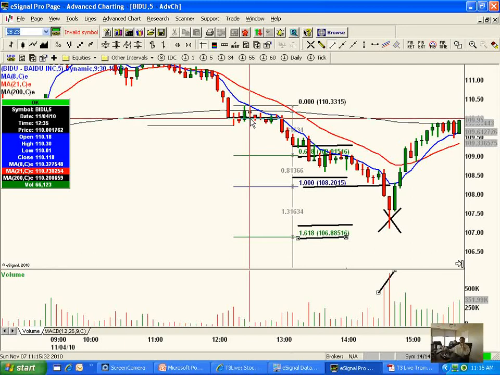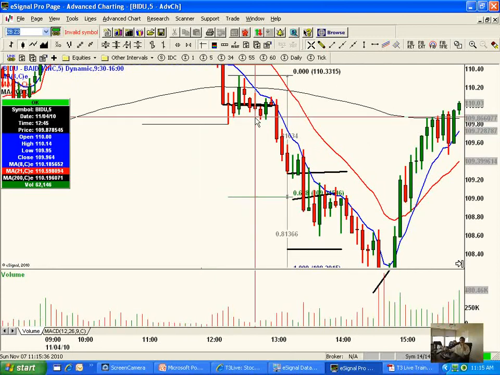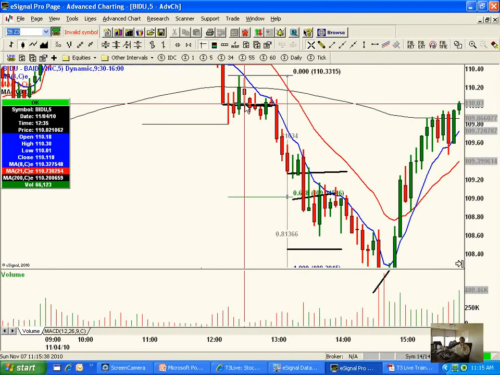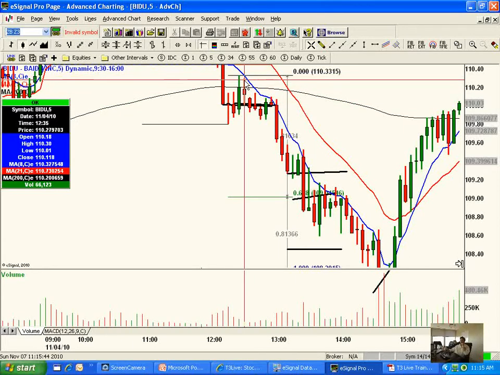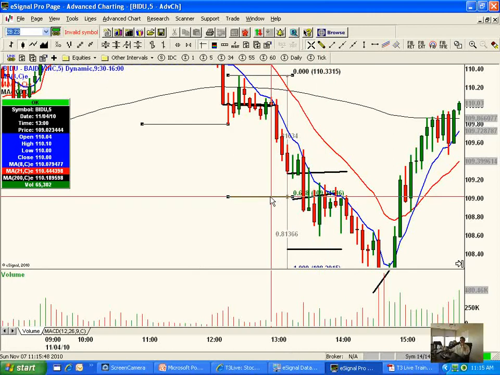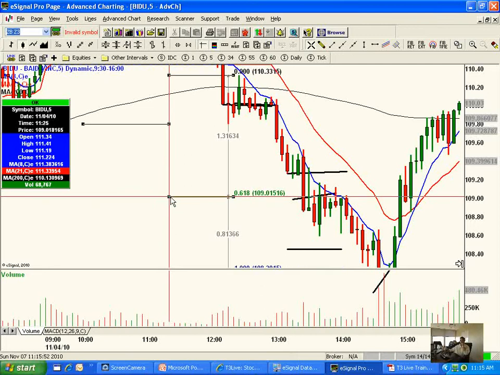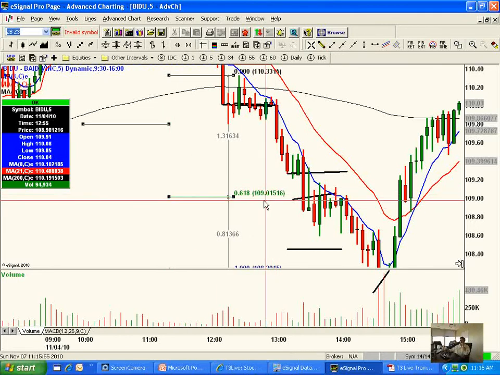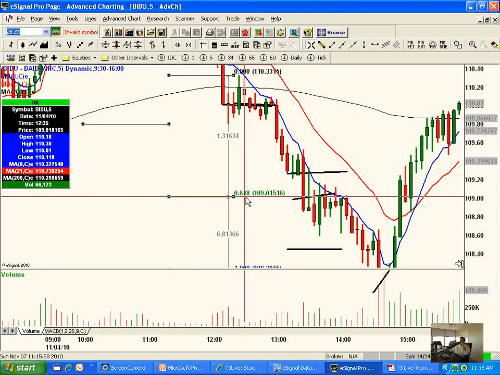The entry would be, again, I'm trying to make this as big for everybody as I can, right here on a break of a prior bar's low at 110. My stops are up here at 110.33. I've risked 33 cents. At a very minimum, my 62% extension is 109. So I've risked 30 cents. My first target is already $1 lower.